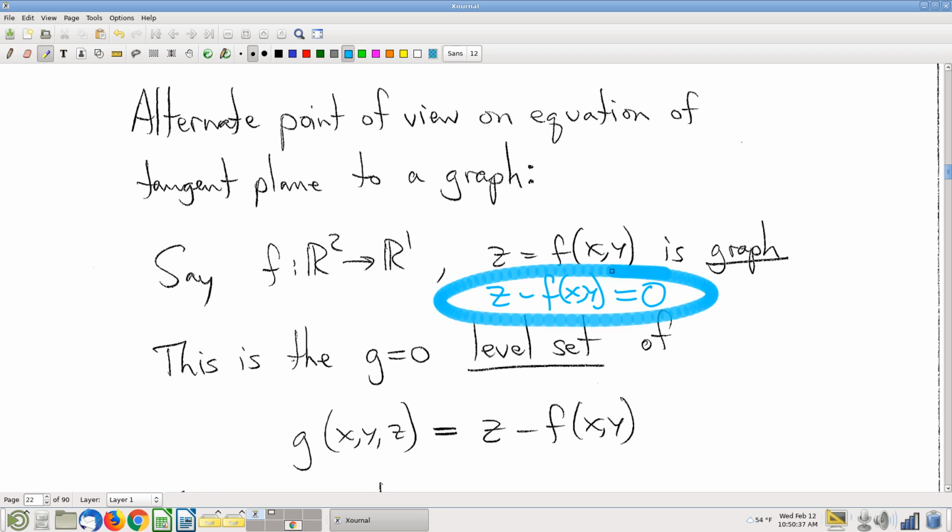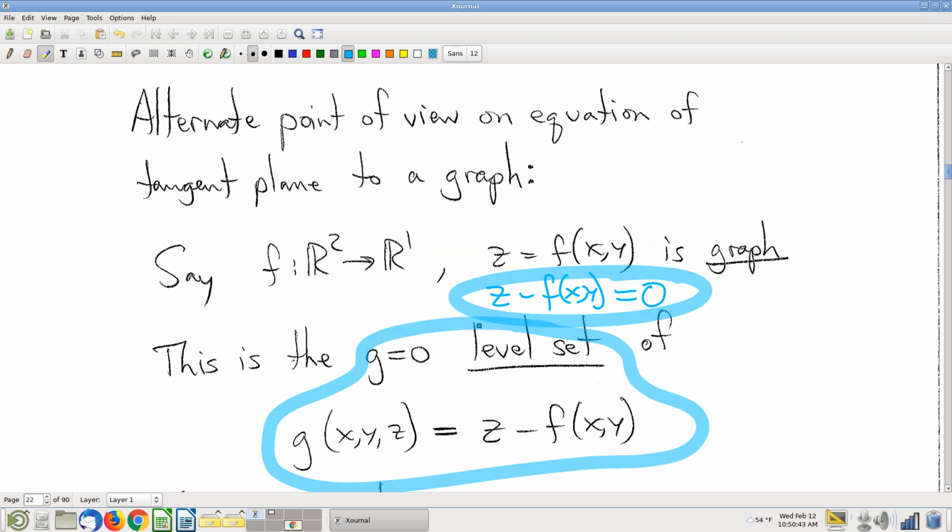this equation, namely that equation, but let's focus on it being this equation, this is the g equals 0 level set of that new function. Now that little algebraic trick right there is old news. We did that weeks ago, right?